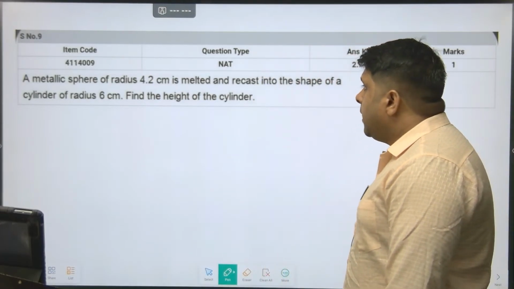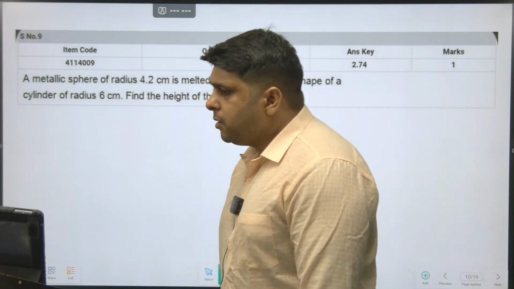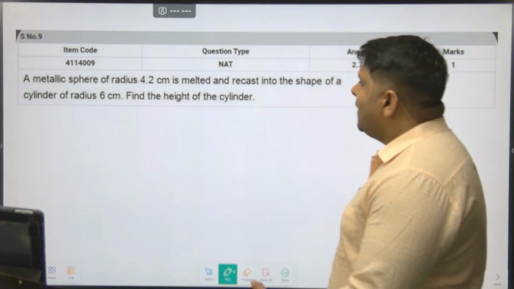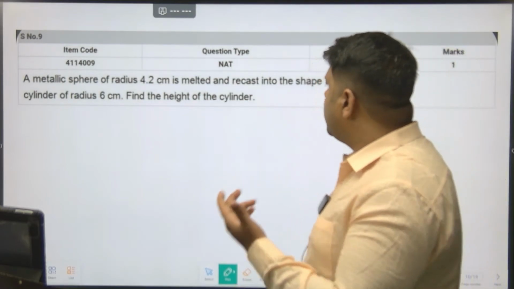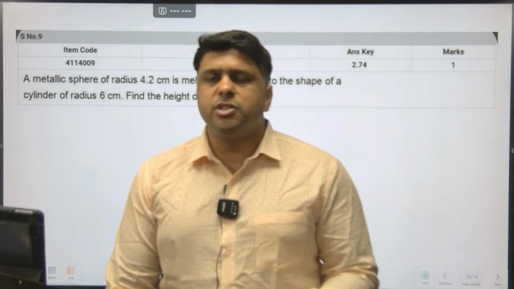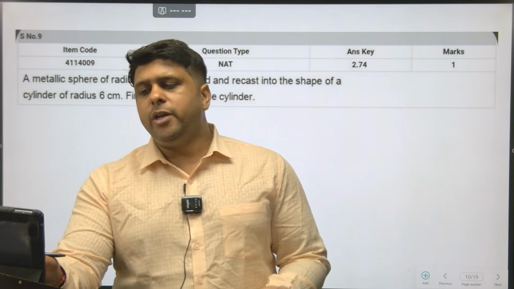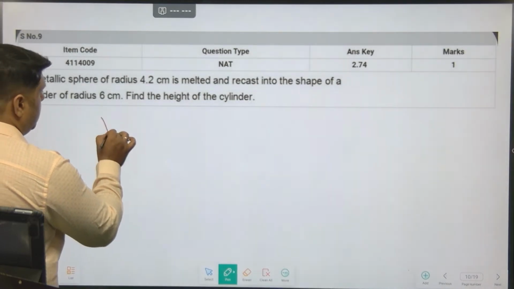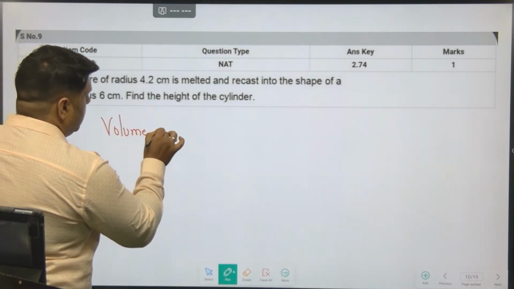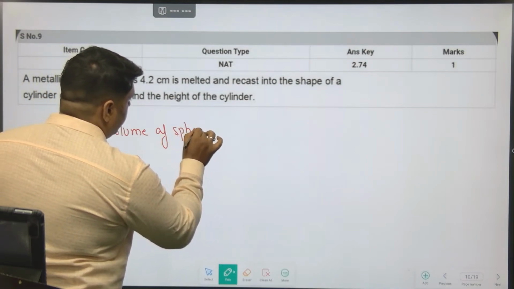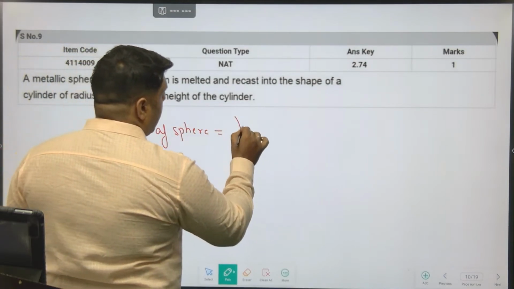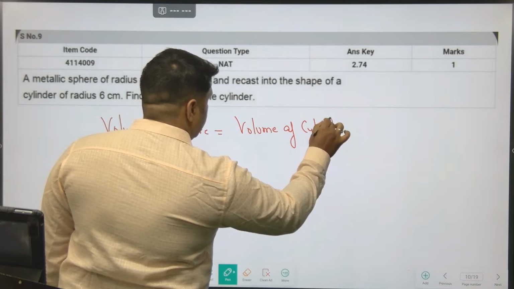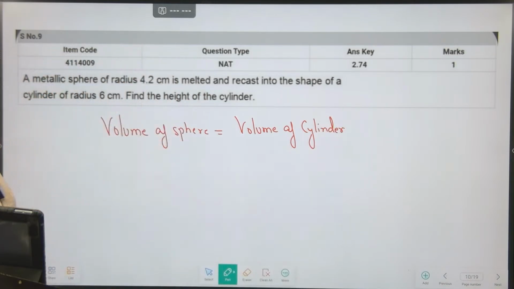Next question. A metallic sphere of radius 4.2 centimeter is melted and recast into the shape of a cylinder of radius 6 centimeter. Find the height of the cylinder. So here again, your trick to solve this question is that the volume of both is going to stay the same. So how to solve this one? Volume of sphere is equal to volume of cylinder. This is going to be the case here.